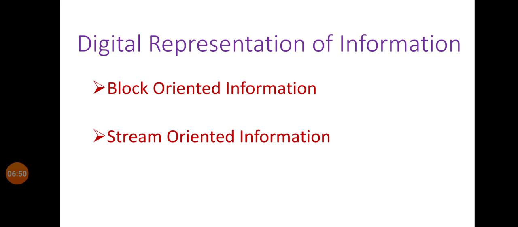Such stream oriented information will first be converted into a voltage signal, not directly into digital. That voltage signal represents the variation in voice because of air pressure, continuously with respect to time.